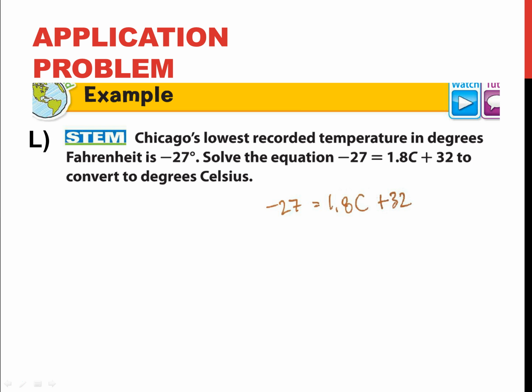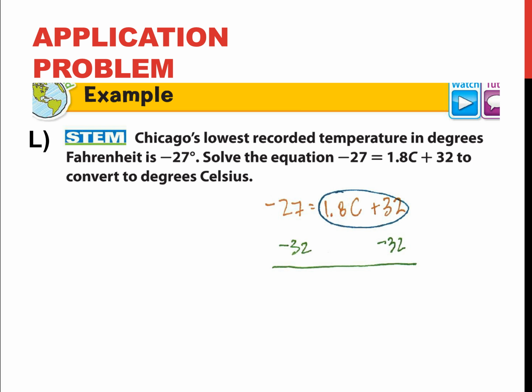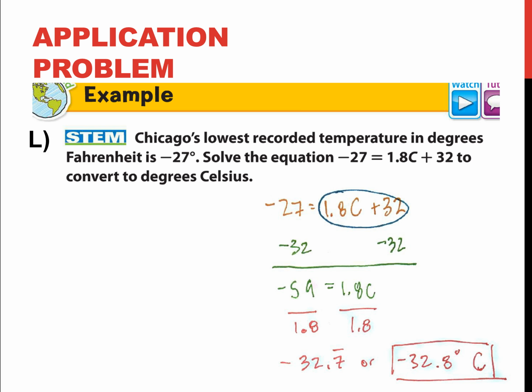But what we can do is now do what we've already been doing. So I'm going to circle the side with a variable. I see it's adding 32 to each side, so I subtract 32 from each side. So negative 27 minus 32 is negative 59. I have a 1.8 times C, and the inverse of multiplication is division. Divide each side by 1.8 and squadoosh, I've got negative 32.7 repeating. So I'm going to round to the nearest tenth, and so I have negative 32.8 degrees Celsius.